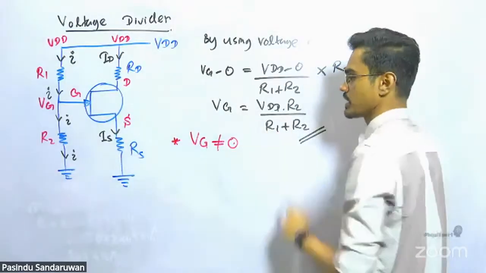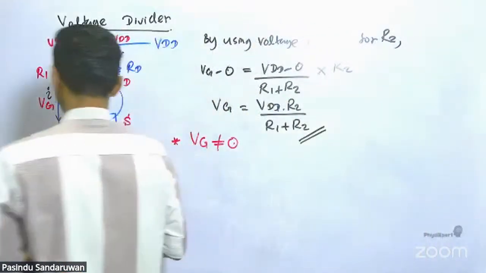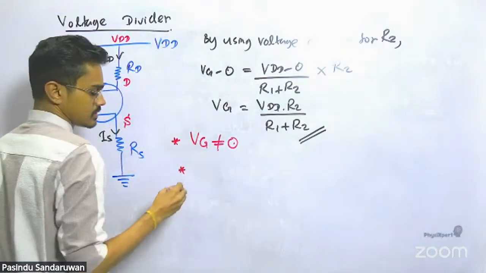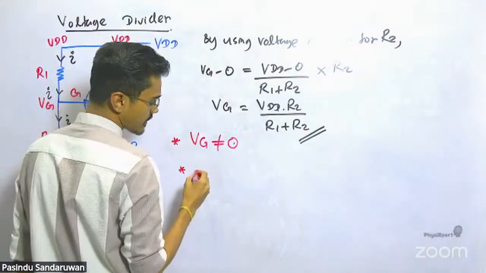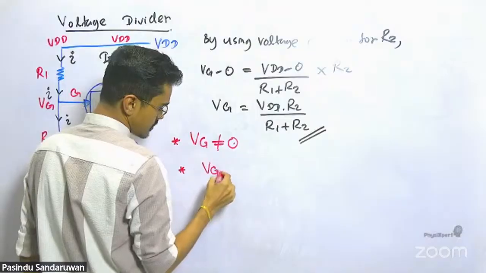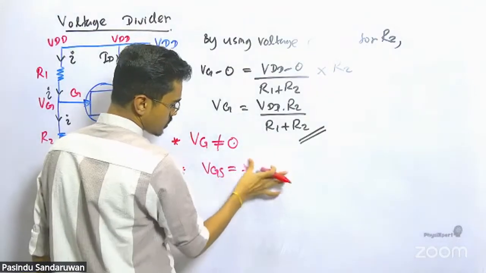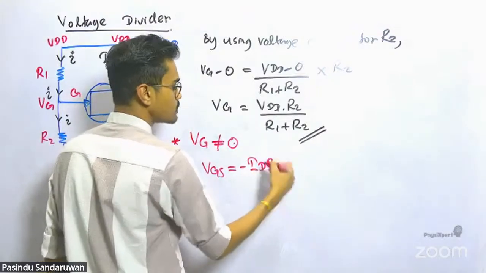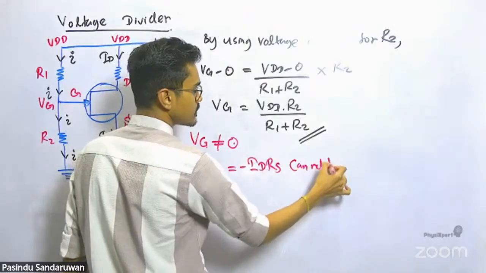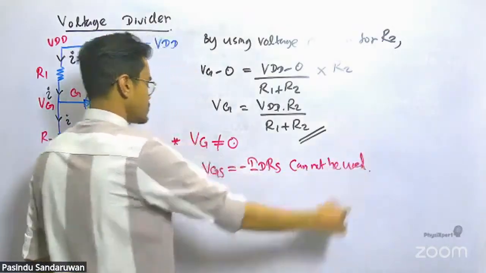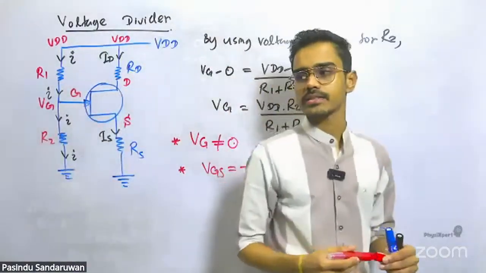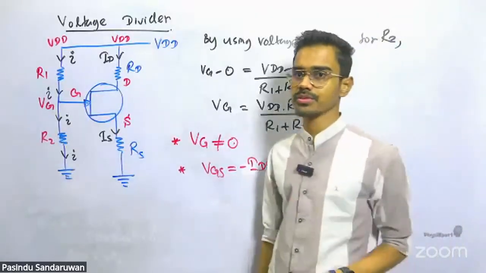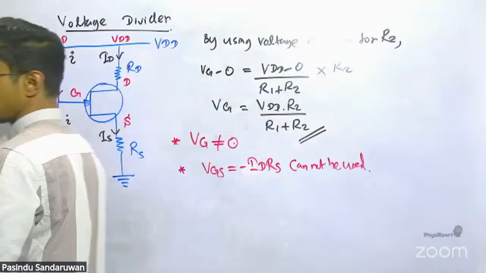Next point, keep using red. So that VGS equals minus IDRS cannot be used.